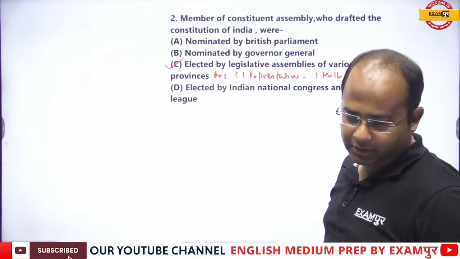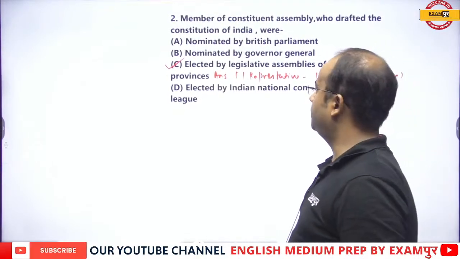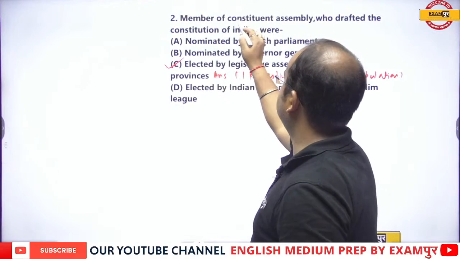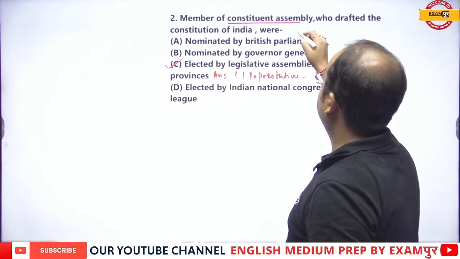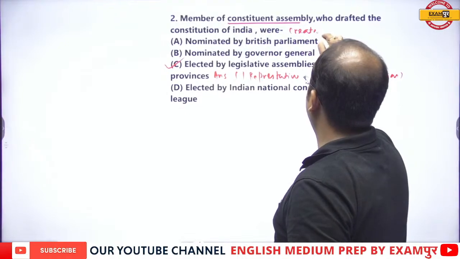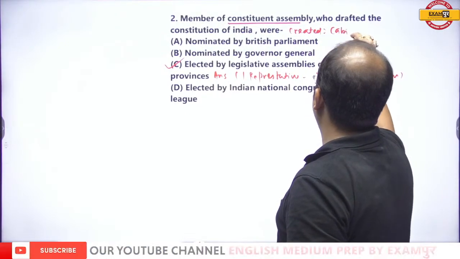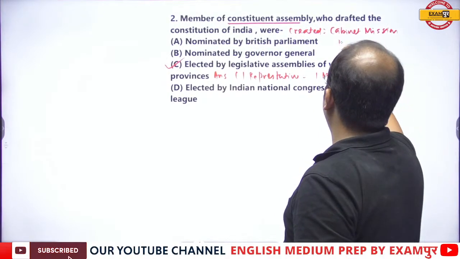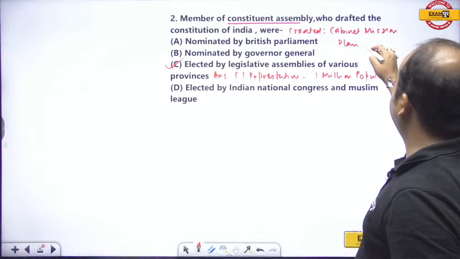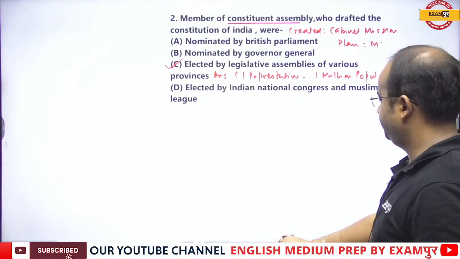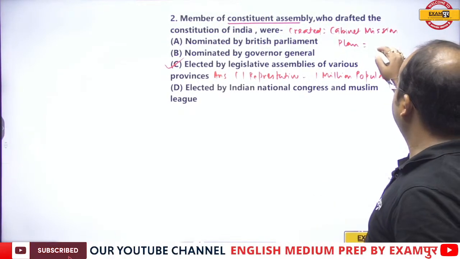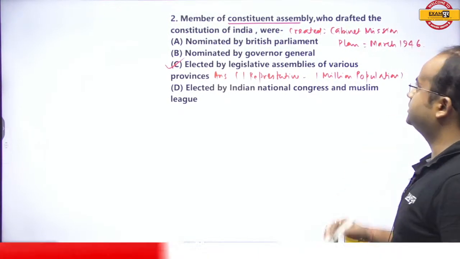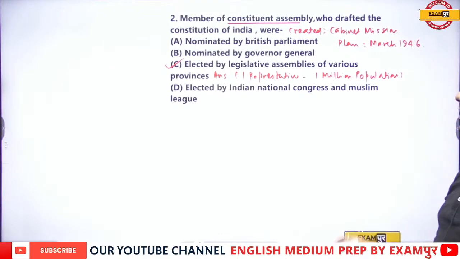So the correct answer will be, guys, option C. It is not option. Why will the Governor General nominate? What will be the purpose? And the Constituent Assembly, guys, was created on the recommendation of the Cabinet Mission Plan, which came to India in March 1946. So the correct answer will be, guys, option D.